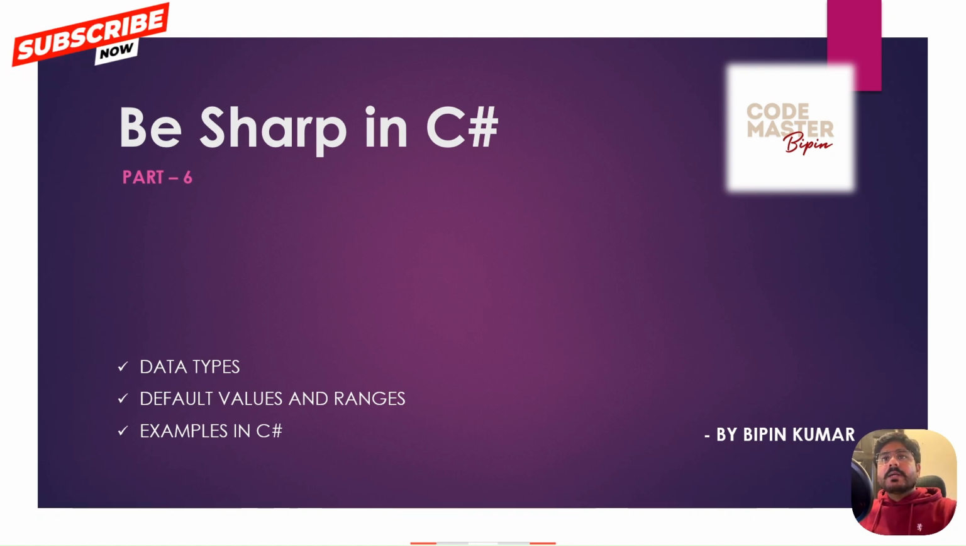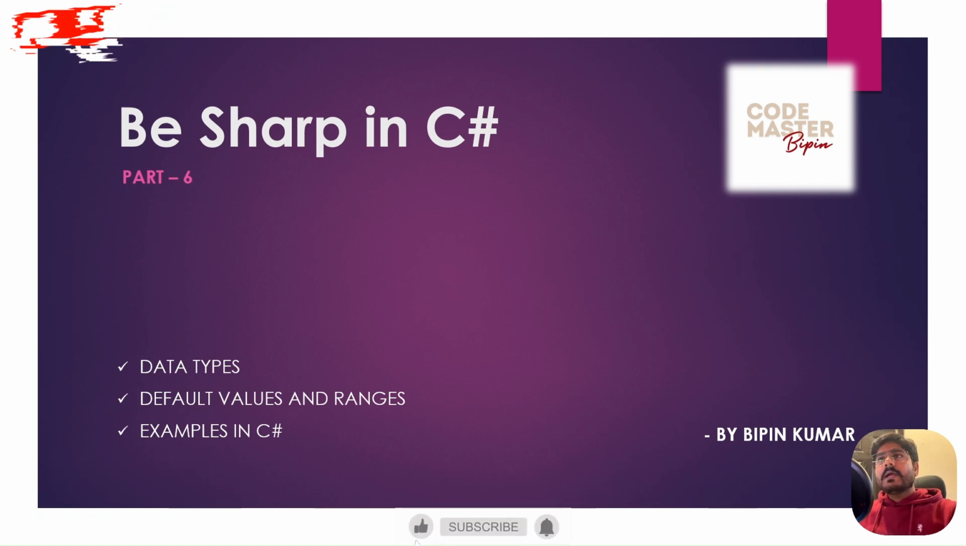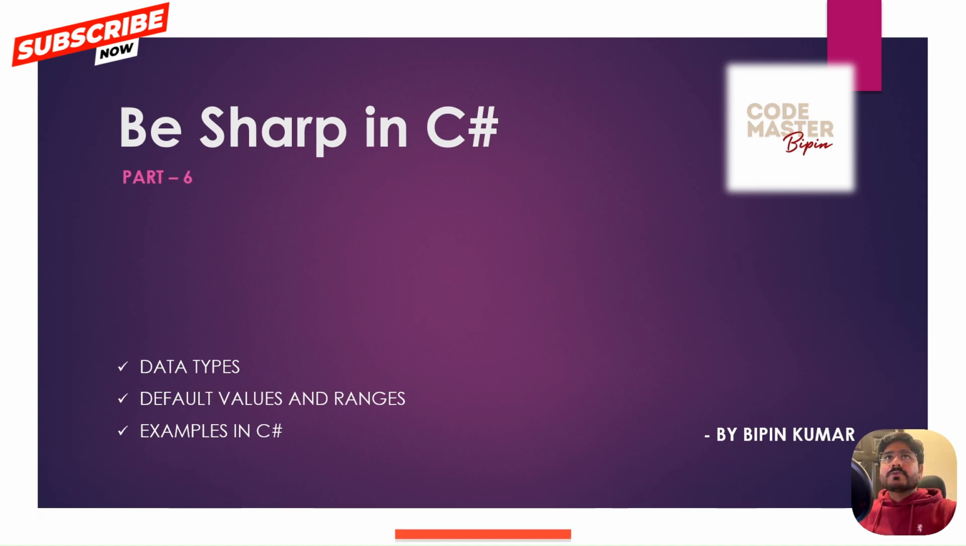Later on, we are going to understand what are the default values for those data types and what are the default ranges for those data types. After that, we are going to talk about some nullable types and dynamic types. And we are going to understand all these data types with a practical example using the C# language. So let's go back to our slide.